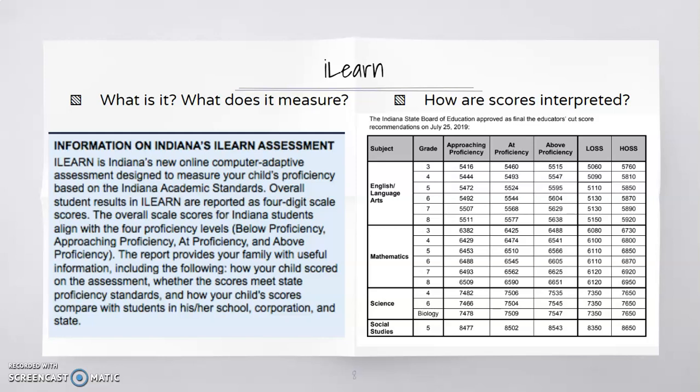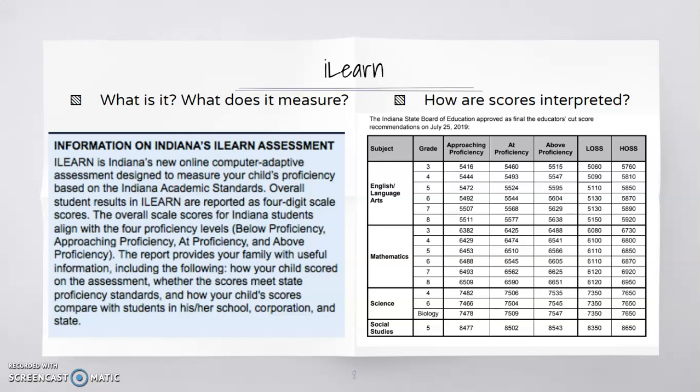Okay. On the right-hand side of this slide, we have the scaled proficiency score. So it's broken down in a couple of ways. We have the student's grade and the subject that they're being tested in. And then it tells you, based on where they fall with that 4-digit score, if they are at proficiency, above it, or not. And again, this test is going to help show us not only how the student scores on this assessment, but if they meet state proficiency standards, how their score compares to students in their school, in the corporation, and in the state. So it's really useful. So again, we have the 4-digit scaled score.